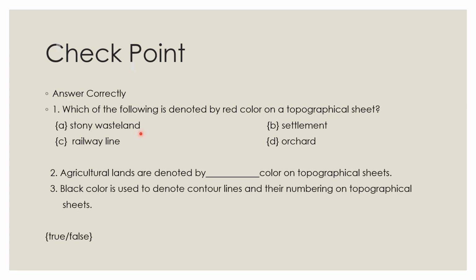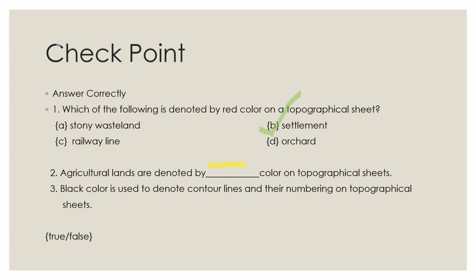So answer correctly. Which of the following is denoted by red color on topographical sheets? So here our answer is settlements. So settlements are denoted in red color on topographical sheets. Then the second question comes: agricultural lands are denoted by what color on topographical sheets? So here our answer is yellow.